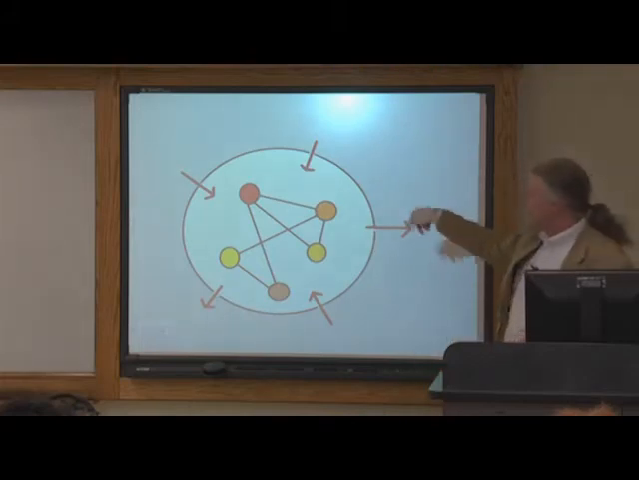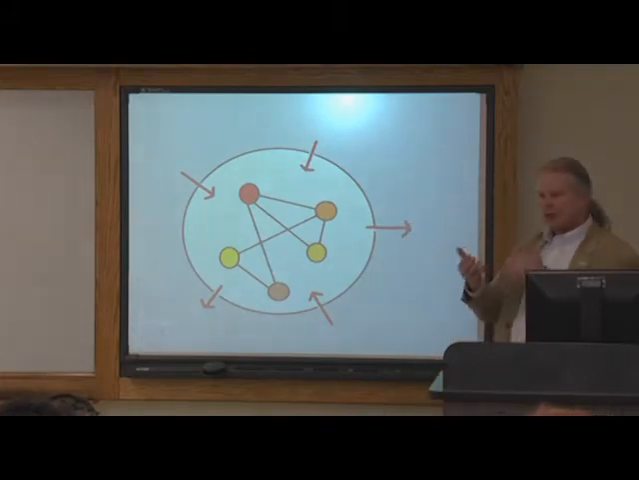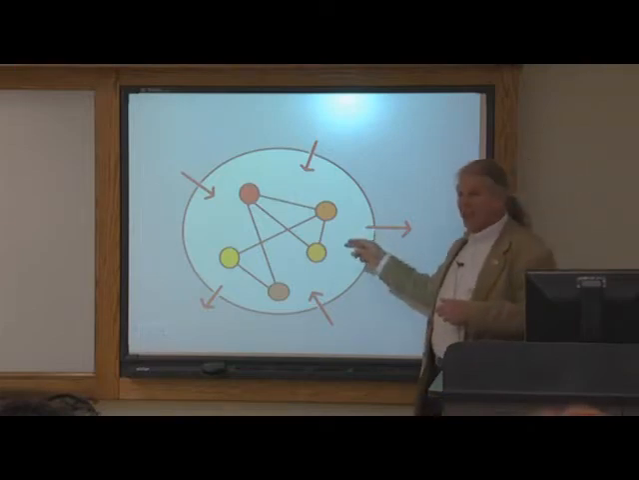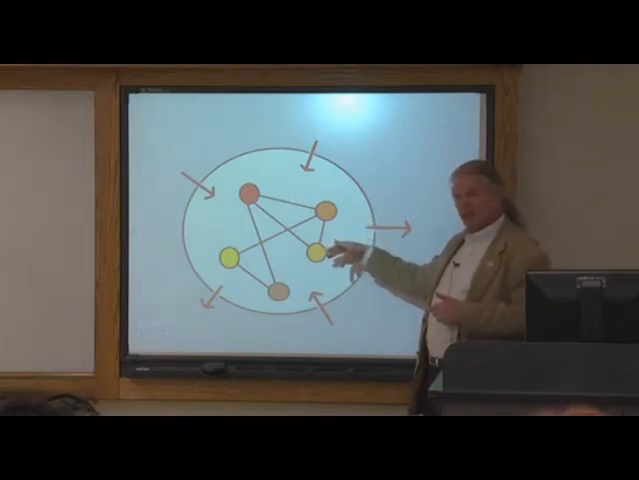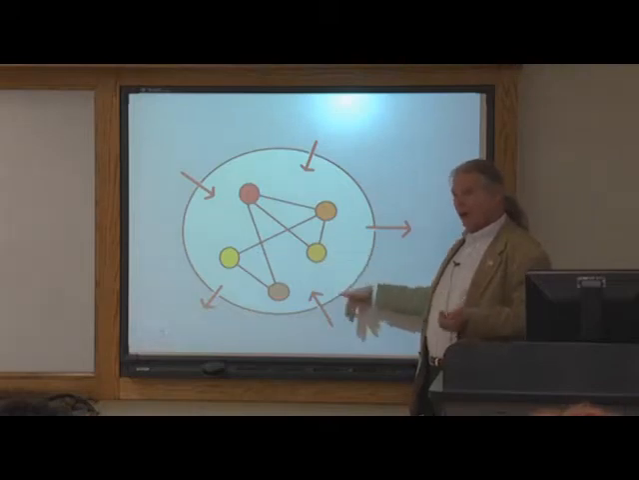The important thing with an open system is that there's a transaction across boundaries, but a boundary still exists. The second thing is that not everything that wants to can get in, and not everything that might be able to go out can get out.